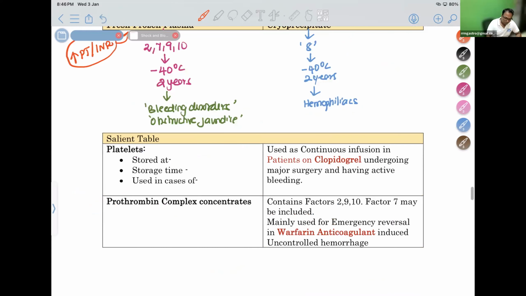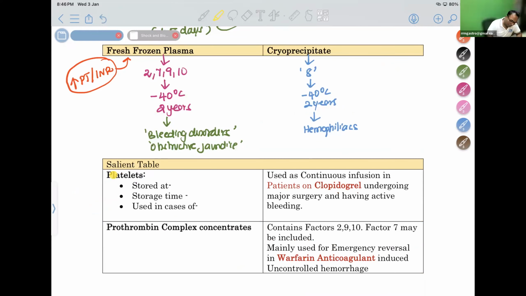So there is another component which is prepared from the blood, that is platelets. The major problem with platelets is that they can be stored only for 5 days. Therefore, if you prepare platelets, I can use them only for 5 days. It is stored at 20 to 24 degrees centigrade, room temperature. That is a normal room temperature. So 24 degrees centigrade is a room temperature. So it's stored at room temperature for 5 days.